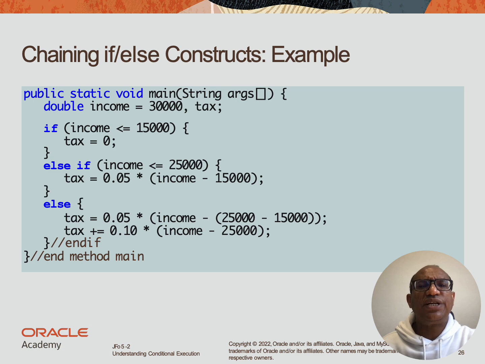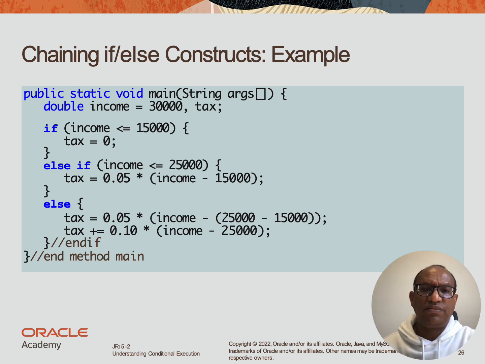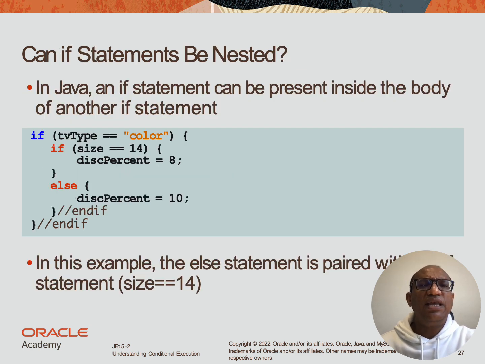This example demonstrates chaining if-else constructs to test multiple conditions. The else statement is executed if all conditions are false. You can even nest if statements inside others. This lets you write highly specific logic. Just be careful with indentation and clarity.